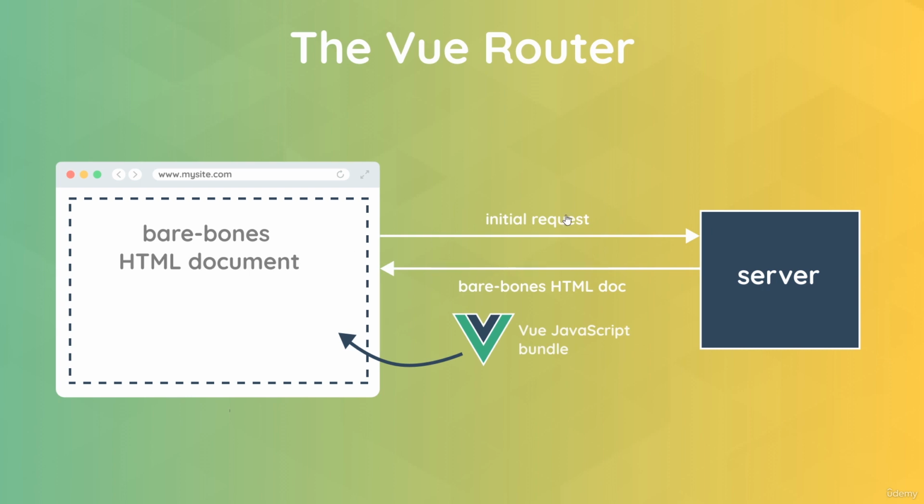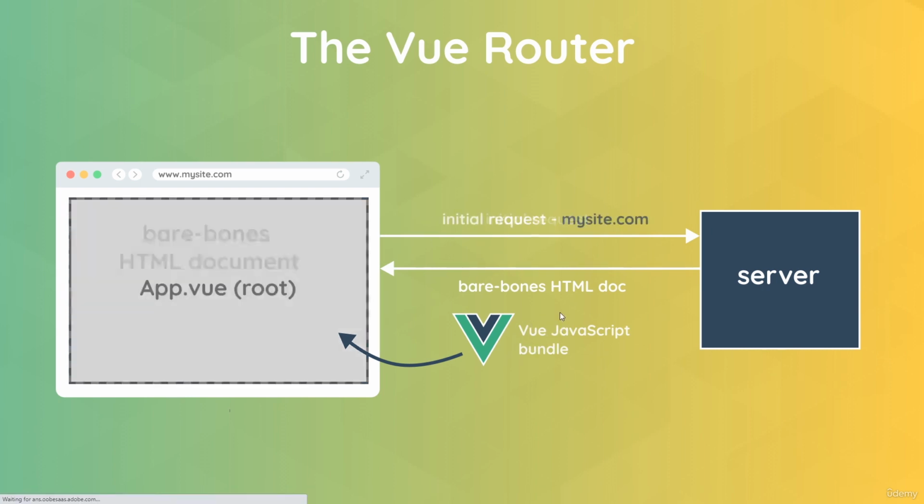Then the server sends back an empty HTML document along with the Vue JavaScript bundle. Now Vue then mounts our Vue app to the DOM, the HTML page, so it takes the root app component and injects it into the HTML page. That's exactly what we've seen so far.